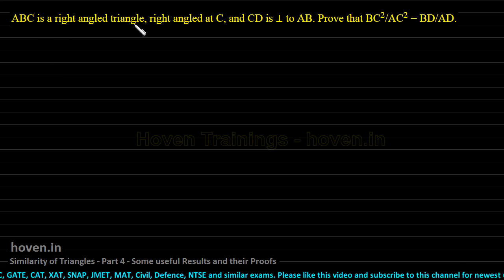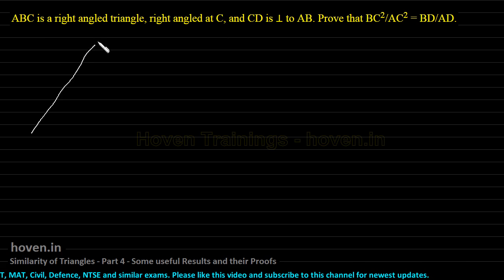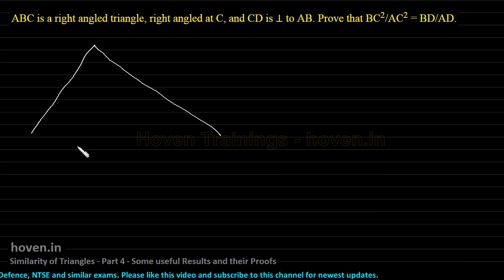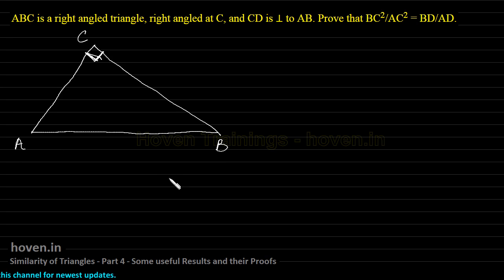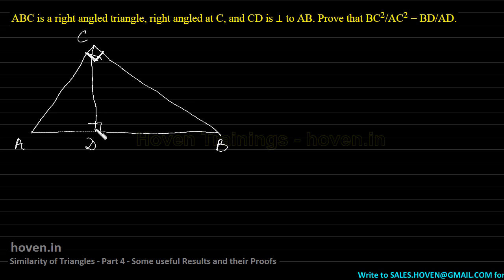ABC is a right angled triangle right angled at C. First of all, let us draw ABC as our right angled triangle. This is 90 degrees and this is A and this is B. CD is perpendicular to AB. This is AB, and let us drop a perpendicular here, and this is CD. It is perpendicular to AB.